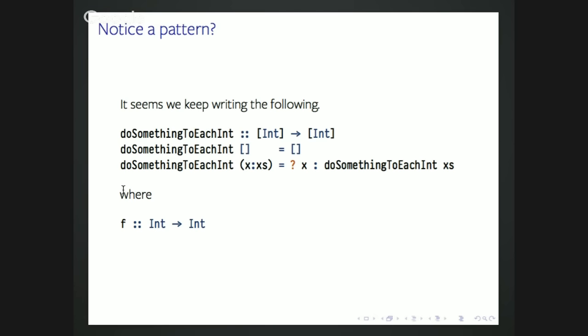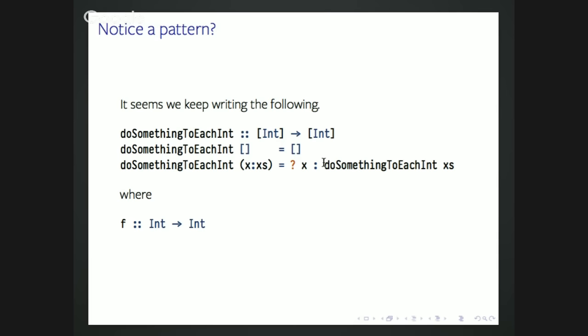So if we look at this, we notice that we see some sort of pattern. Oops, this should be a question mark. Sorry. So it seems like we keep doing the following. We keep basically writing this function where we have a question mark here, and we're going to fill that question mark with the function f, which does something to the value x, right? It does something to the head of the list, and then you keep going. So this isn't actually Haskell code. It doesn't compile, mostly because of the question mark in there.